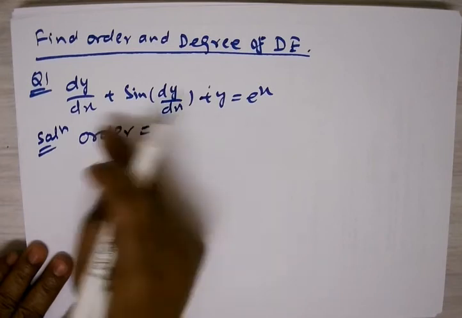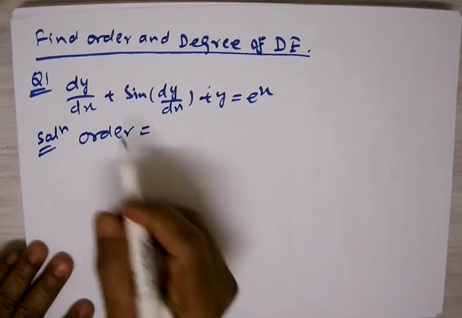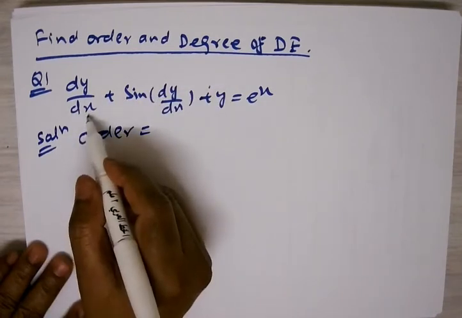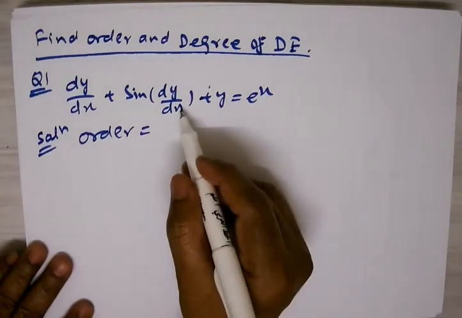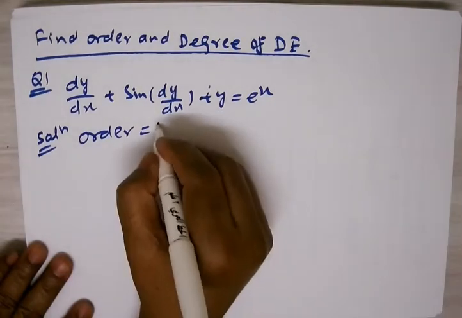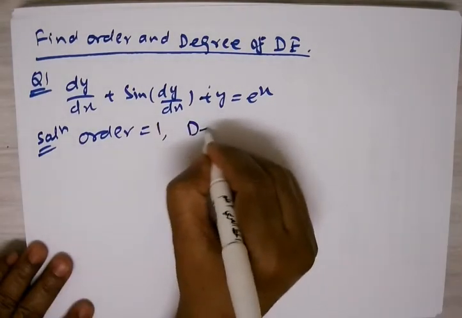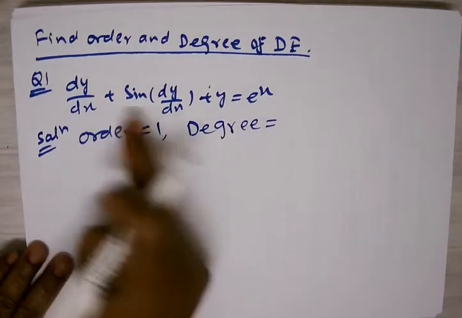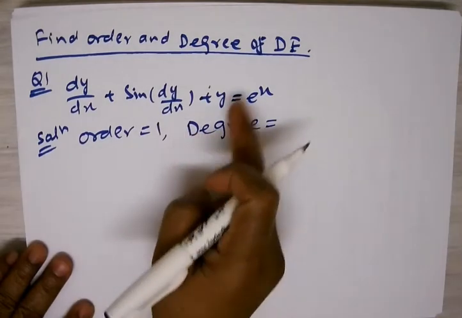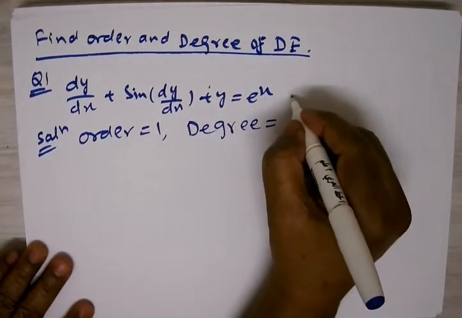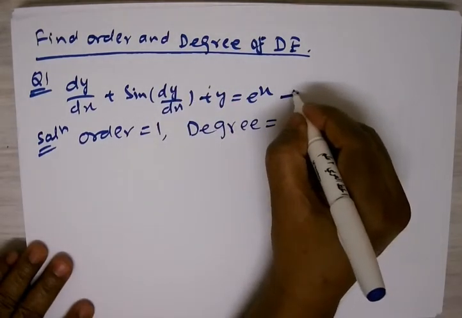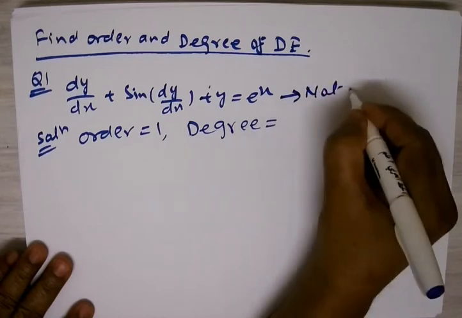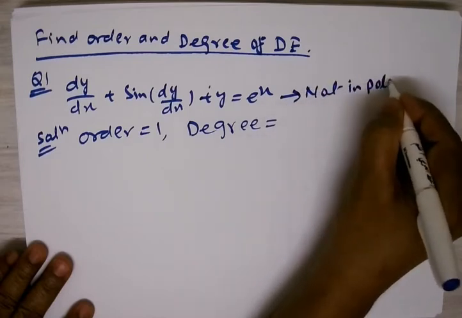Order means the maximum-order derivative. Here dy/dx means first-order derivative, so the order is 1. Second, what is the degree? For identification of the degree, first of all you have to check whether the given differential equation is a polynomial or not. This one is not a polynomial.